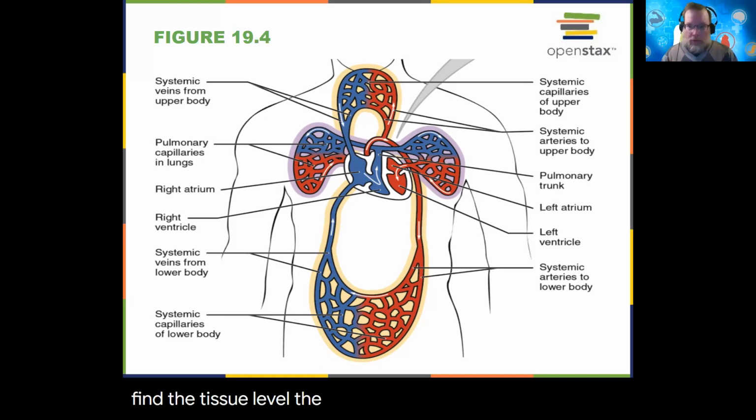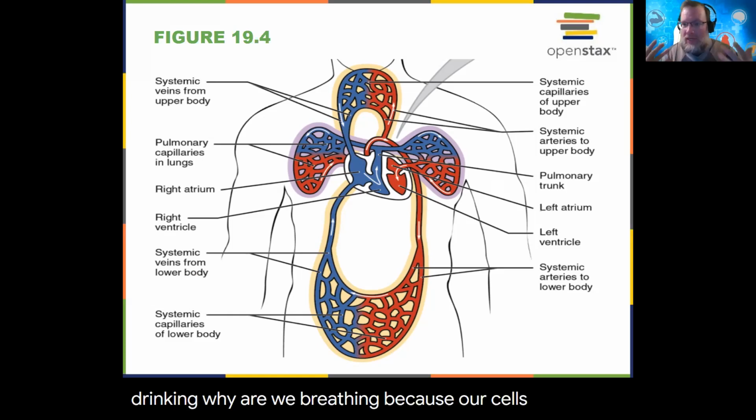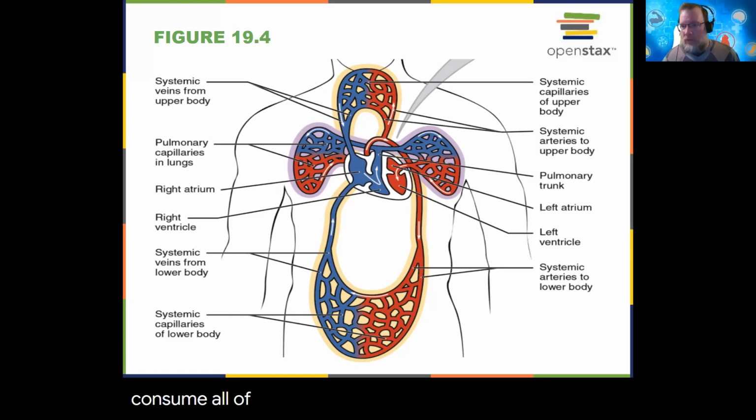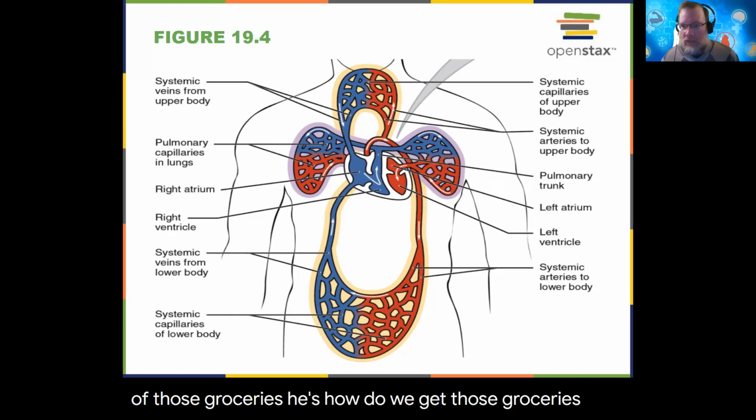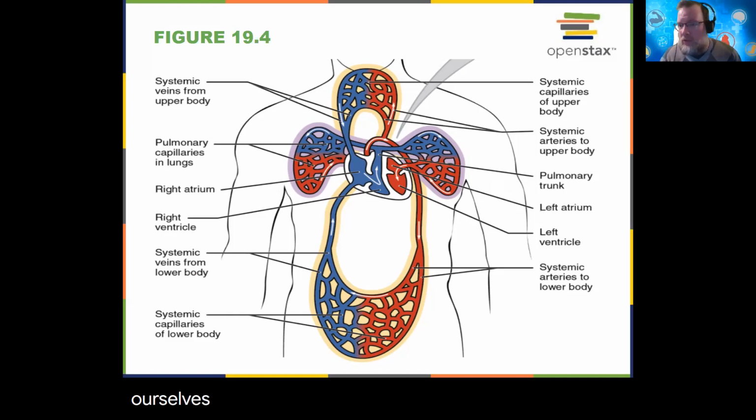the cellular level, because ultimately, what is going on here? Why are we eating? Why are we drinking? Why are we breathing? Because our cells need to consume all of those micronutrients that we're providing, all of those groceries. How do we get those groceries to our cells? Through the bloodstream. But I thought we couldn't get anything out of the bloodstream. We generally don't want to, except at the capillary network, at the cellular level, at the tissue level.